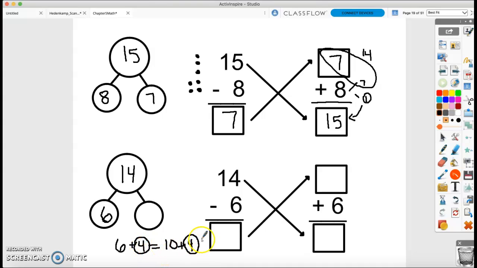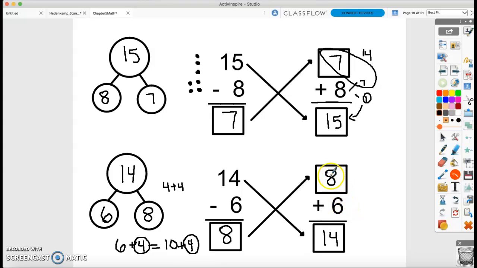So I need 4 and 4. I need 4 plus 4. Well, 4 plus 4 is 8. So let's try and figure this out. So I know one of my parts is 8, one part is 6, and my whole is 14. Let's see if that works. Let's make sure it's correct.